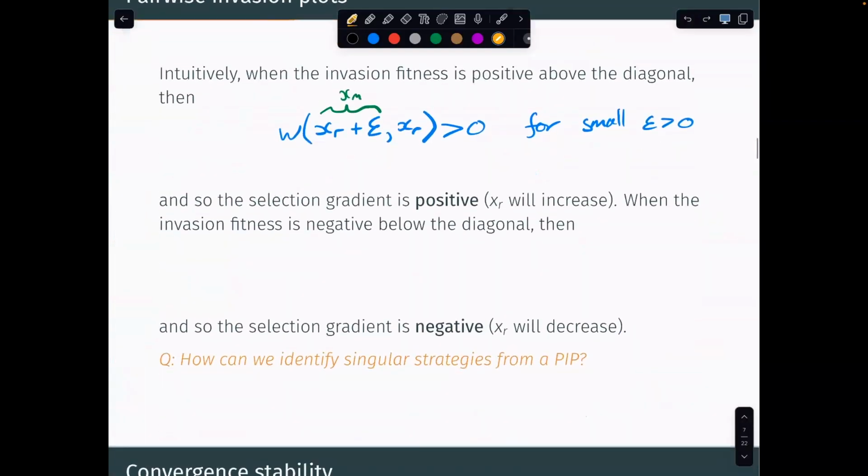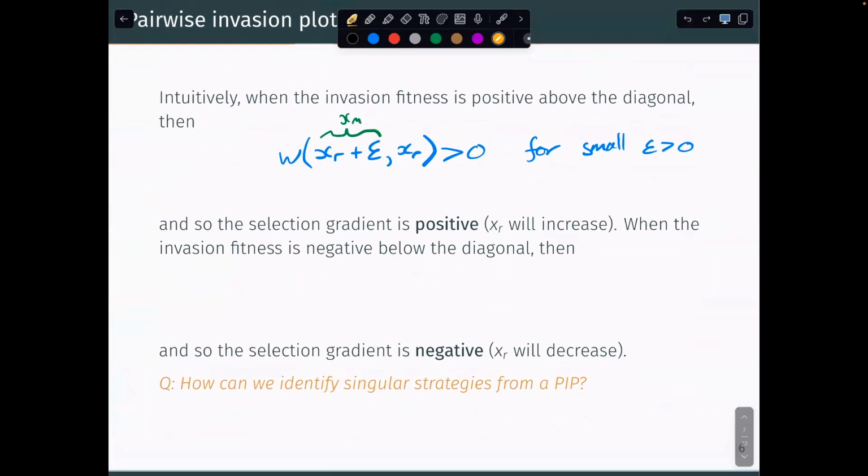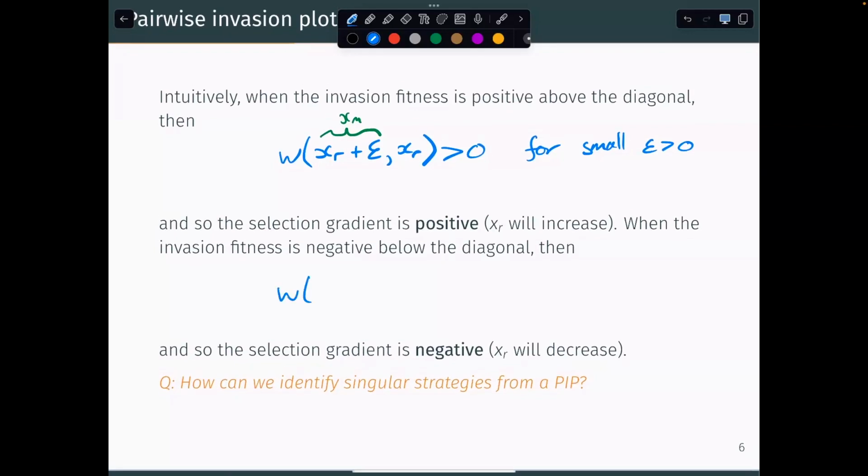That's why epsilon has to be sufficiently small. So in this case, our selection gradient is positive, so XR, our resident trait, is going to increase. And then conversely, if we have our invasion fitness for XR minus epsilon, values of XR being positive, again for some small epsilon, our selection gradient is negative, and so our trait decreases.